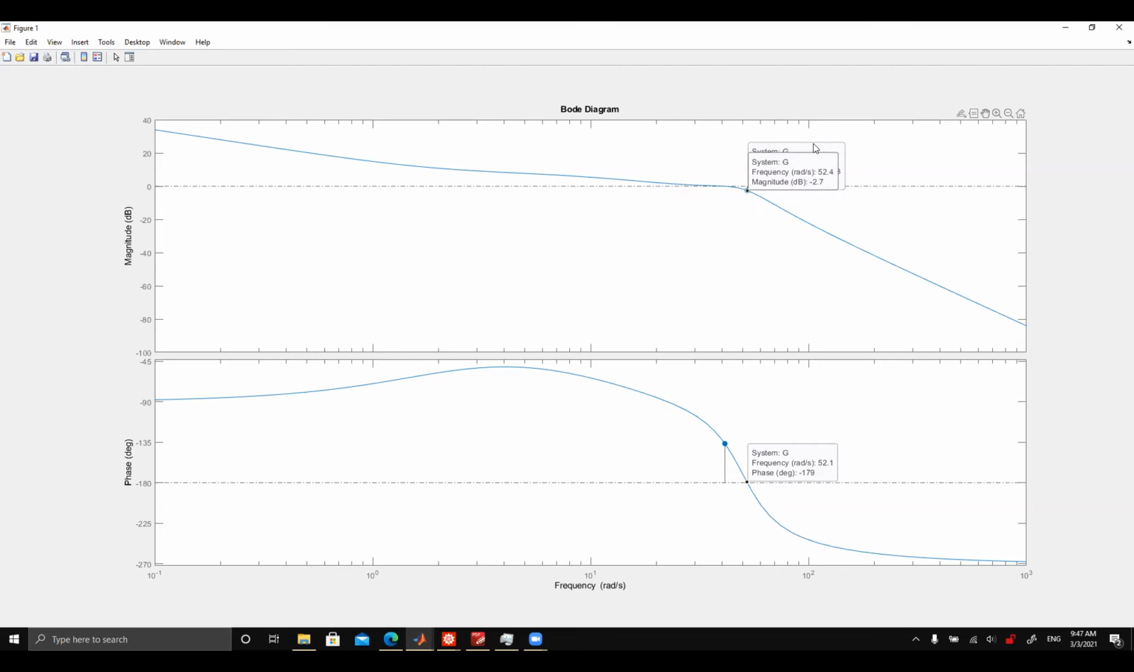Now we look at when the gain crosses the horizontal line that passes through 0, which happens at approximately 43. We go to the phase diagram. The phase at this point is negative 136 or 137. You add 180 degrees to that, and you end up with the phase margin, which is approximately 43.